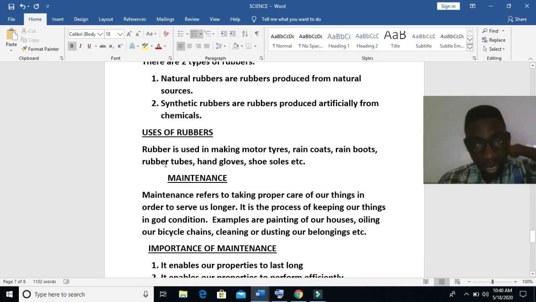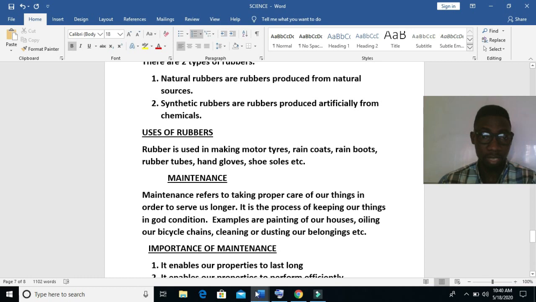So quickly we look at the uses of rubbers. Now rubbers can be used in making several things around us today. Example, motor tires, raincoats, rain boots, rubber tubes, hand gloves, shoe soles. That's the sole of your shoes. Majority of them are made of rubber. These are examples of things that can be made from rubber.